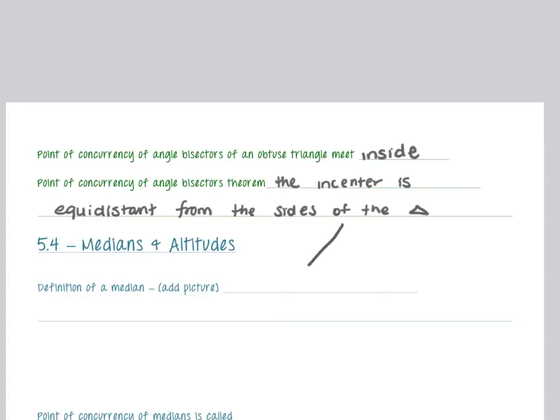All right, so if I had a triangle, again, this isn't going to be exact, but if I had angle bisectors, so this is congruent to this, this to this, this to this, that point is called the incenter, and from the point to each side, they would have to be perpendicular segments, and all of those blue lines would be congruent. Okay, that's the point of concurrency, angle bisectors theorem.